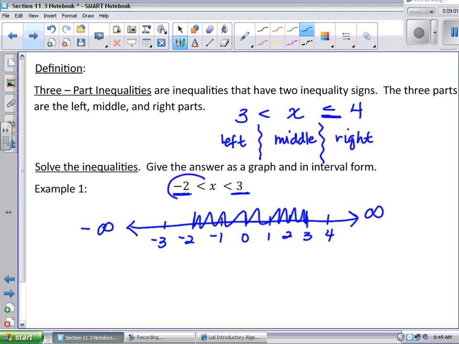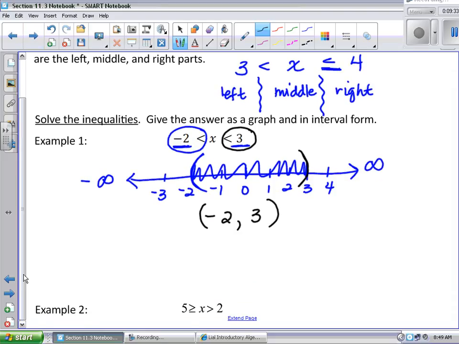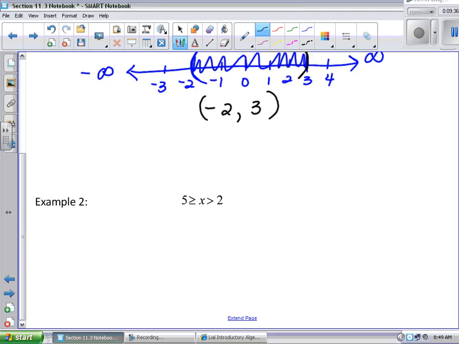The inequality sign close to the negative 2 is a less than, so I need to use a parenthesis at negative 2. And the inequality sign closest to the 3 is a less than, so I use a parenthesis there. And my interval will be parenthesis negative 2, comma 3 with a parenthesis. Now sometimes you will have one parenthesis and one bracket, or other times you will have two brackets. You've got to look at the inequality signs to determine which symbols you're going to be using.